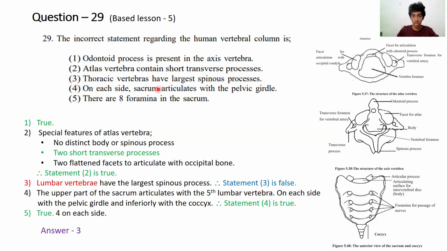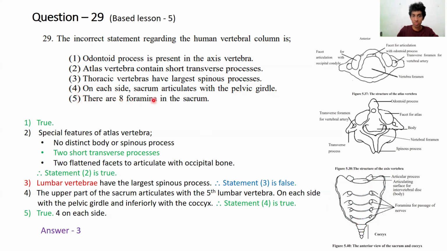4. On each side, sacrum articulates with the pelvic girdle. So this is the structure of the sacrum. So the upper part of the sacrum articulates with the fifth lumbar vertebra, and on each side, the sacrum articulates with the pelvic girdle, and the inferior tip of the sacrum articulates with the coccyx. So therefore, statement 4 is true.